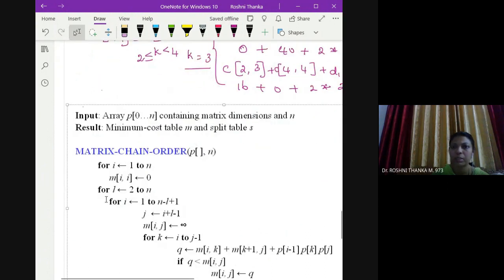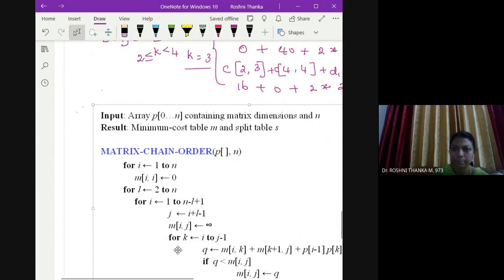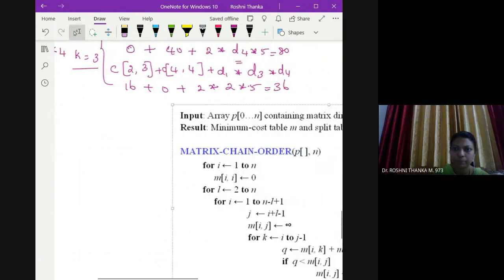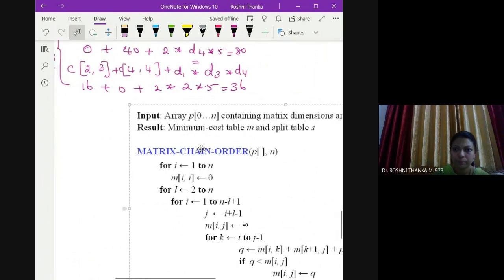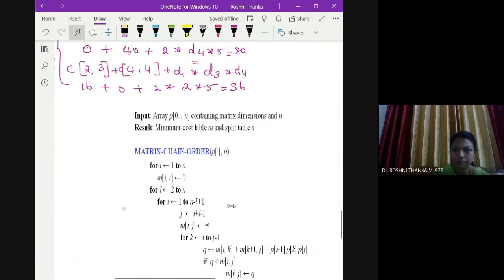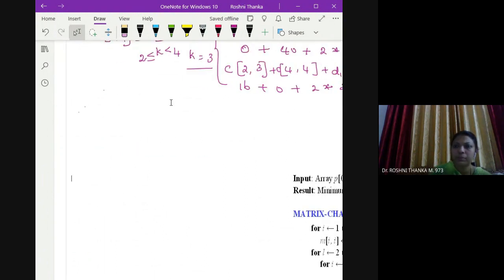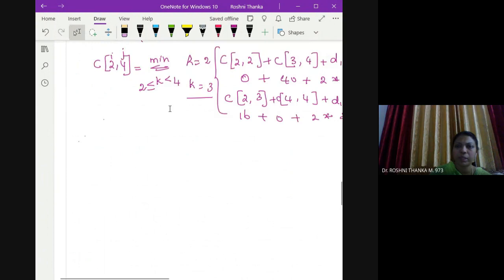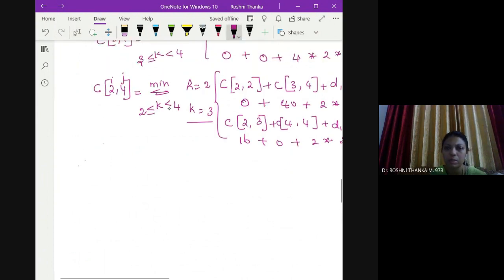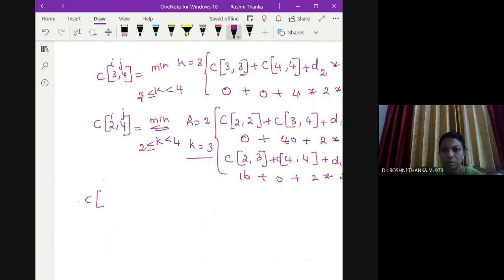One second, let me take this down. Okay, so let us do the calculation for the next value. Cost of C of, what is this value? We have to find 1 and 4. So i value is 1, j value is 4. So 1 comma 4.